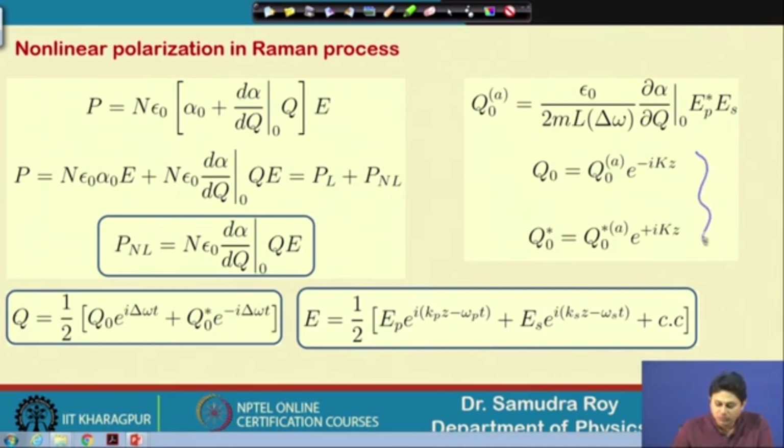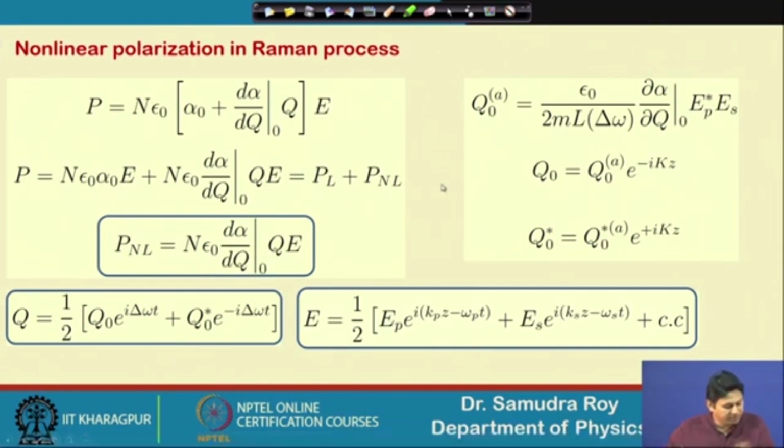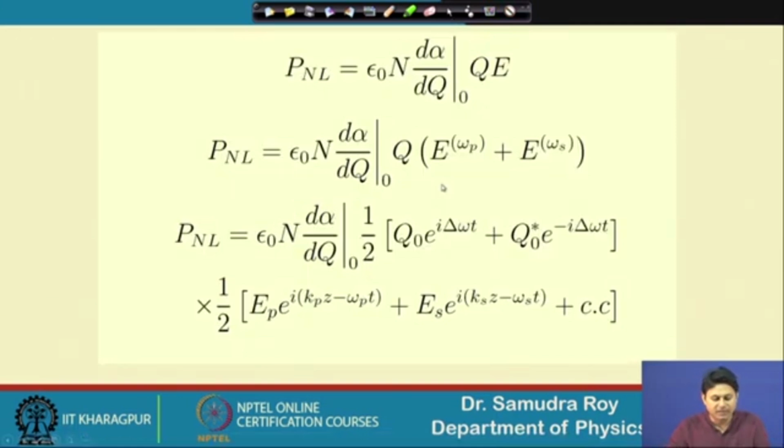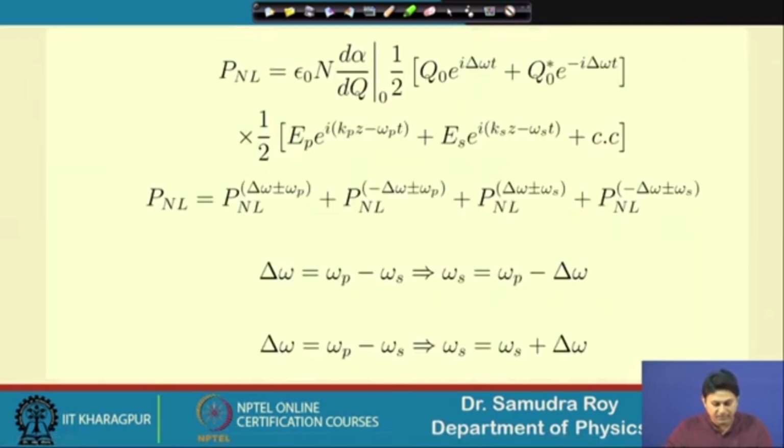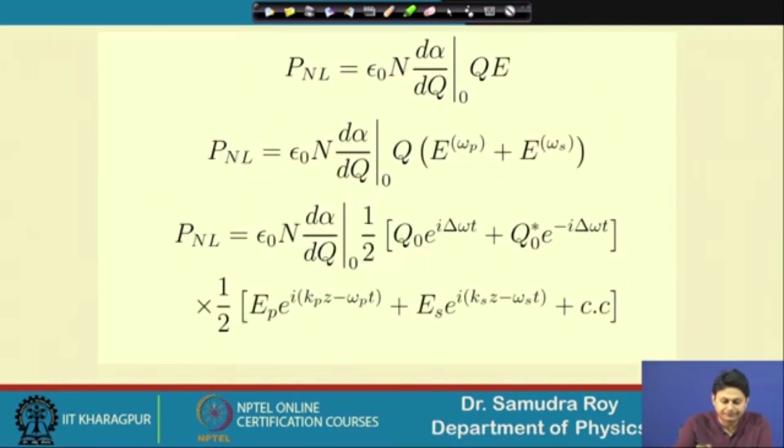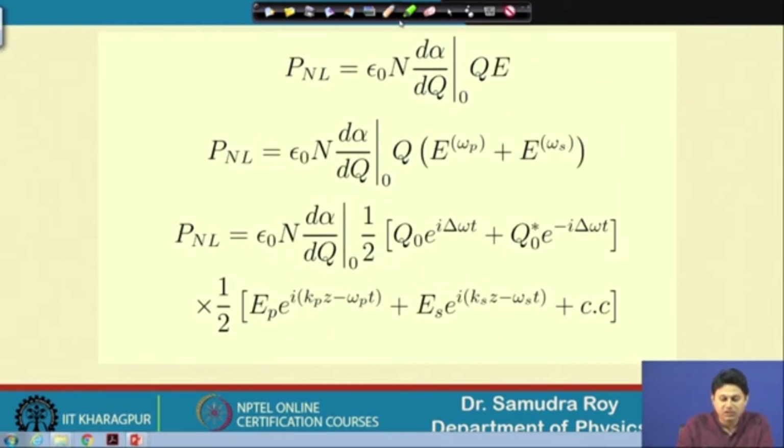Q0 is in our hand, Q is in this particular form, E is this particular form. So, the next thing is to calculate P nonlinear, which is very important, and now we are going to calculate P nonlinear because everything is now in our hand. So, P nonlinear is the multiplication of Q and E with this term.